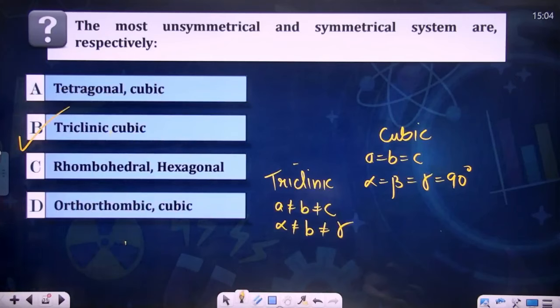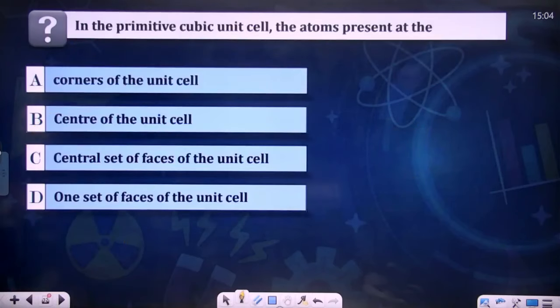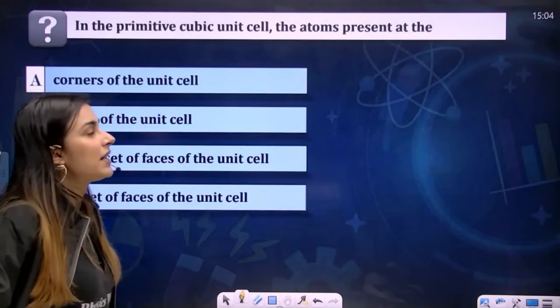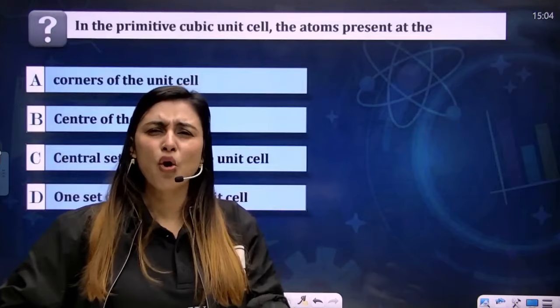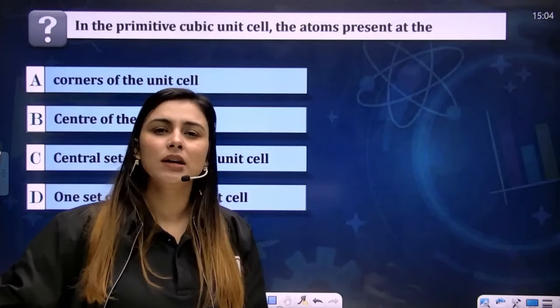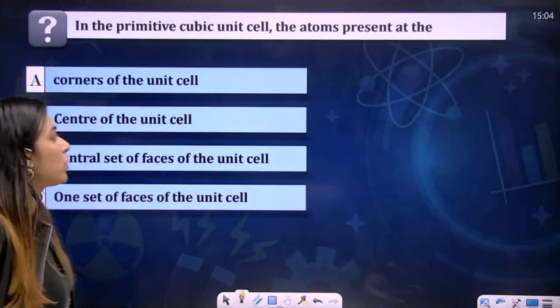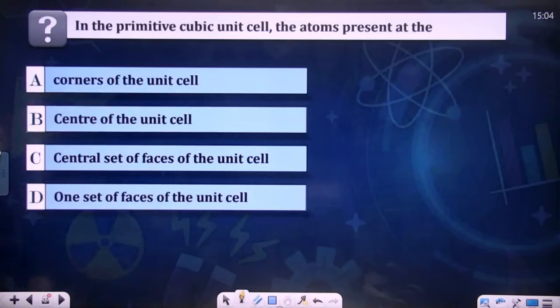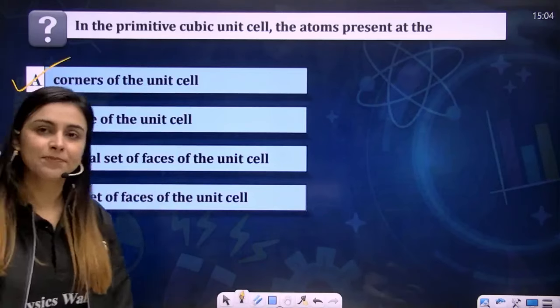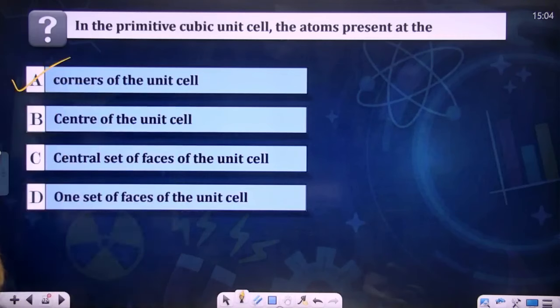Let's move forward. Next is that in primitive cubic unit cell, the atoms are present at, it is primitive, it only says that go and sit on the corners. So only corner atoms. Yes, corners of the unit cell. So option A will be your correct answer. Perfect. Let's move forward to the next.